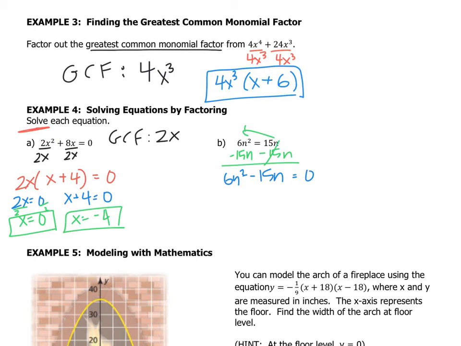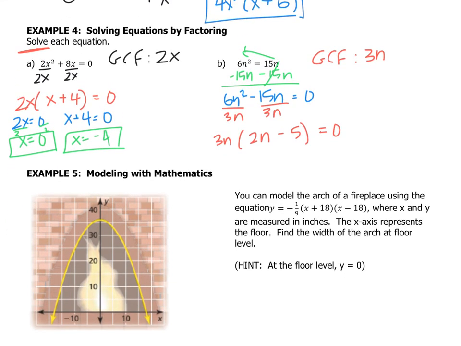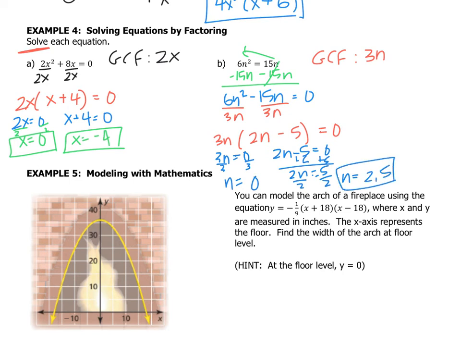Now I'm going to do the GCF. The GCF of the numbers 6 and 15 is 3. Don't worry about the negative. And then the GCF of the variables is just n. So divide everything by 3n, and I'll get 2n minus 5. Now I can find my two values of n, because one will be if 3n equals 0, and the other will be if 2n minus 5 equals 0. So divide by 3, n is 0. Add 5, divide by 2, n equals 2.5. So those are the two values of n, 0 and 2.5.